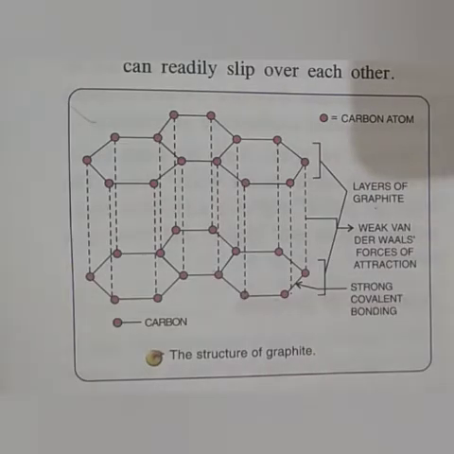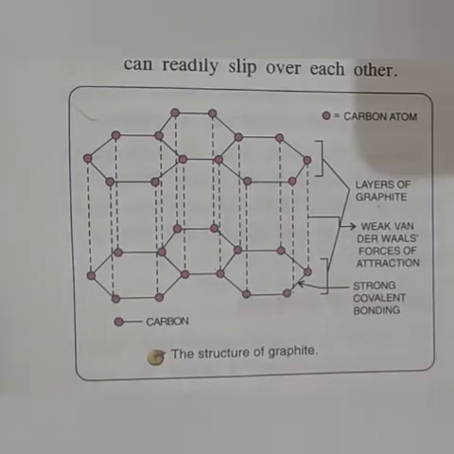Now about its solubility. Graphite is insoluble in ordinary solvents. Next is stability. Graphite is a very stable allotropic form of carbon, but at very high temperature and pressure it can be transformed into artificial diamonds. Now conductivity. Graphite is a good conductor of electricity.